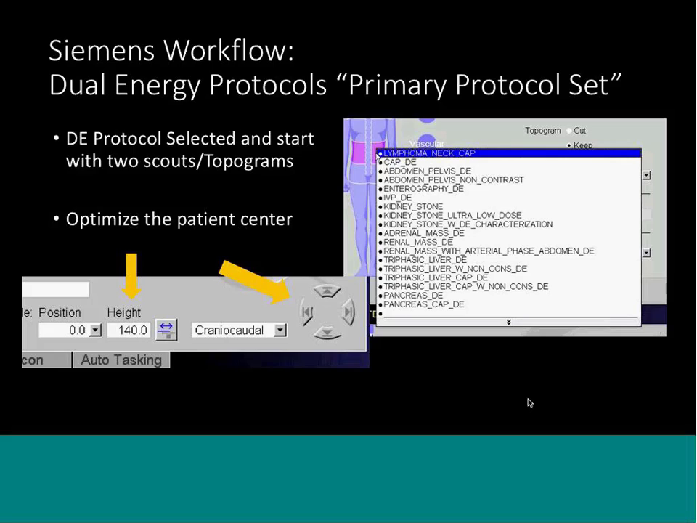You'll perform your two scouts, and you'll optimize the patient center. I can't emphasize enough adjusting after you do your topograms. The right and left you'll have to do before you start scouting, but once you've done that, you can adjust the table height with these two, either the height button or the up and down button. You can use those to optimize your patient to fit within the dual energy field of view.